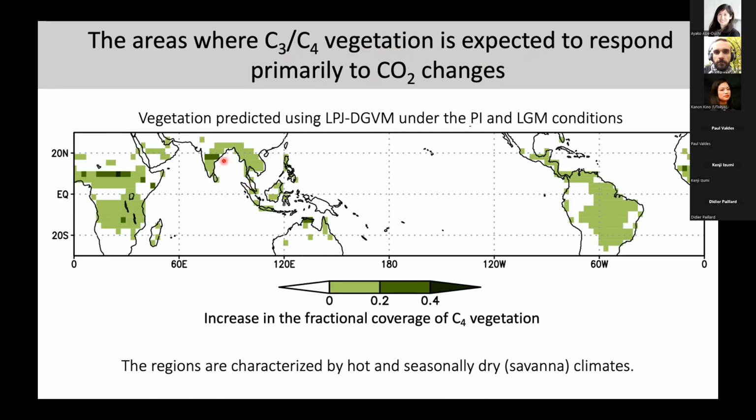So our study site is located here. It's surrounded by the area sensitive to CO2 change. So these regions are characterized by hot and seasonally dry climate. We call it savanna climate. And also this map indicates that our approach is applicable in other places, for instance, Africa and South America, etc.